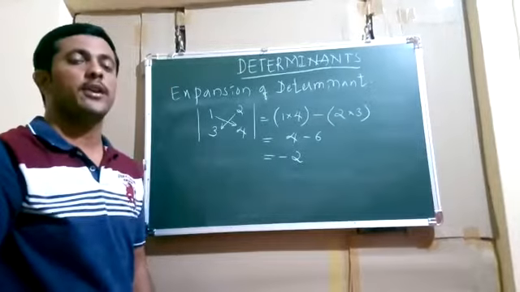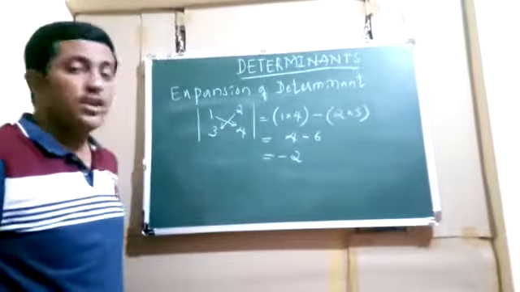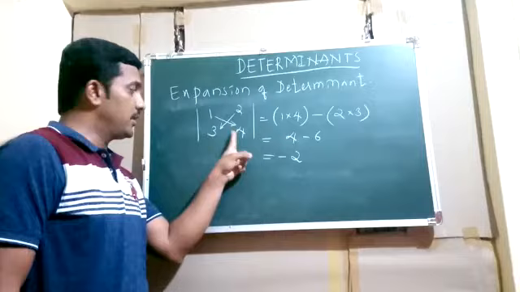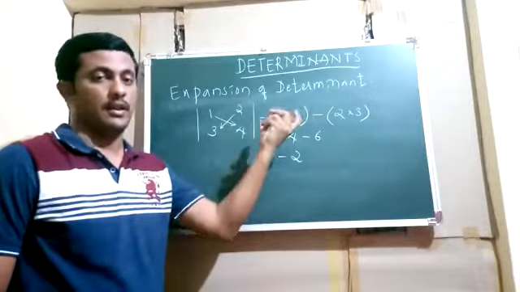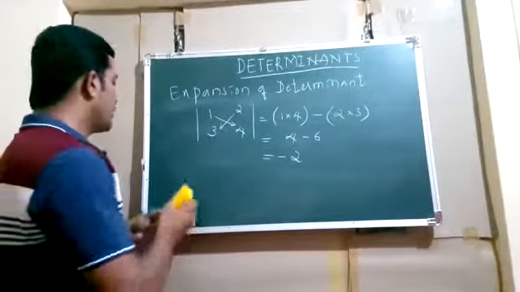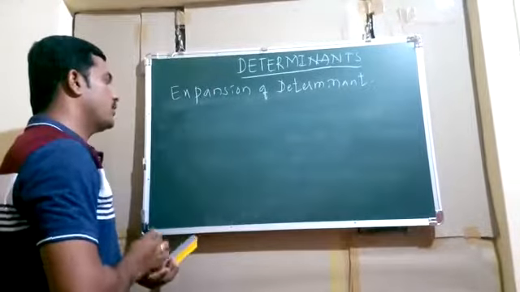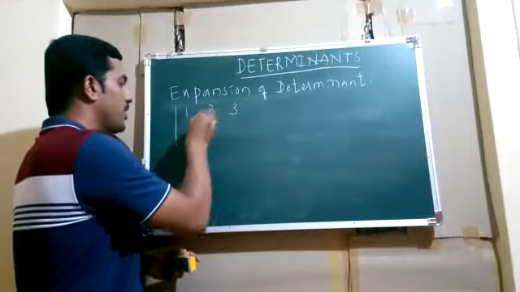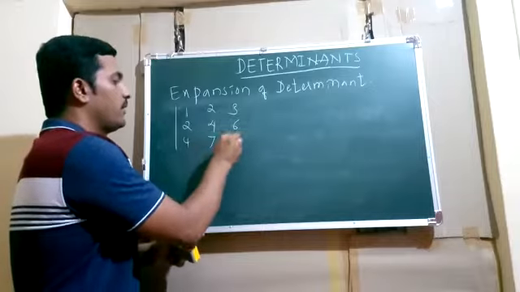This is how we need to expand the determinant here. Diagonal elements first, then the non-diagonal elements, then you subtract them as we have done here. This is for a 2 cross 2 matrix. If we go for a 3 cross 3 matrix, so I'll take a 3 cross 3 determinant here, 1, 2, 3, 2, 4, 6. Generally I'm taking small numbers, right? And now the expansion of the determinant.